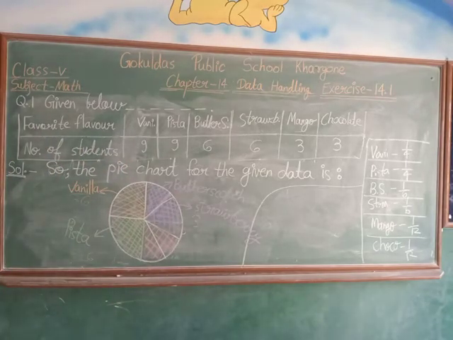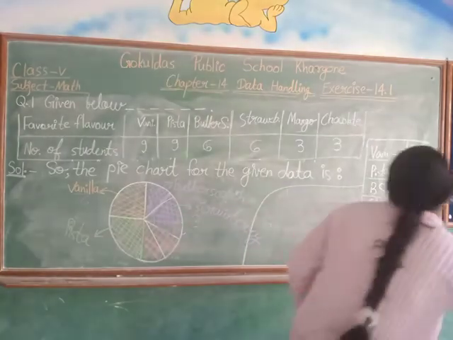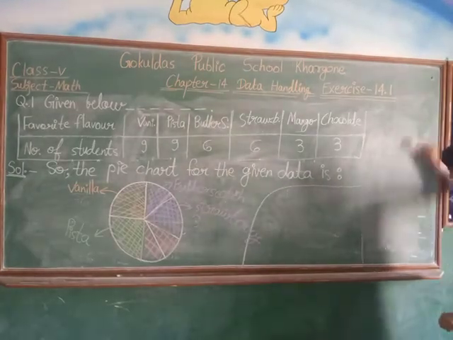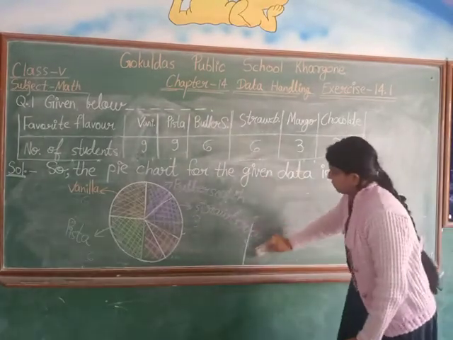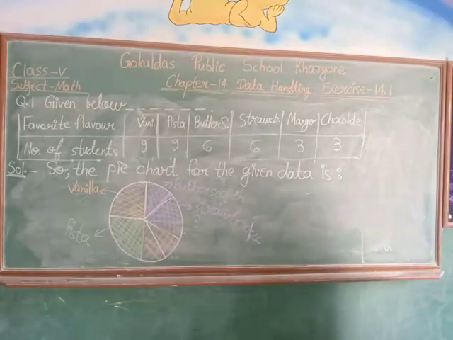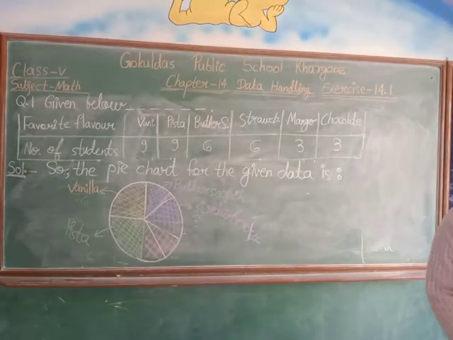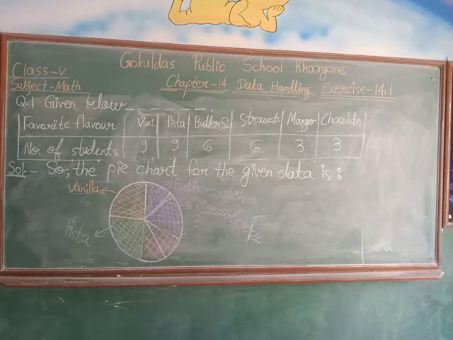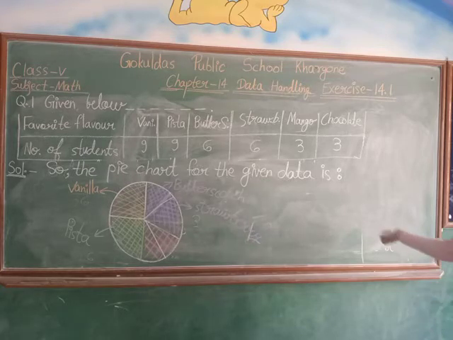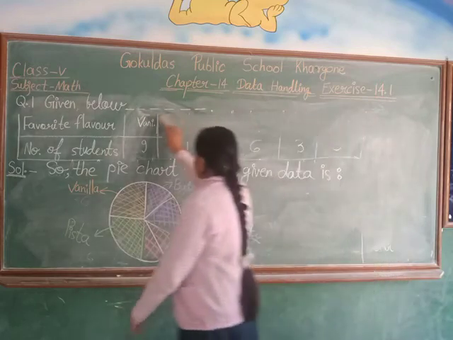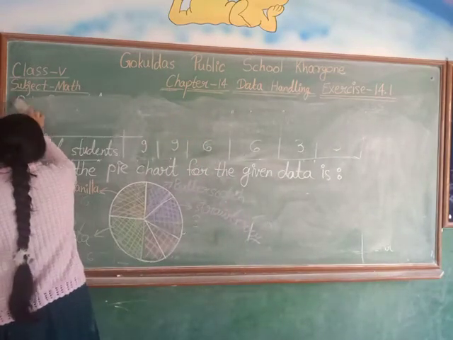Okay, so this is how we represent data on a pie chart. Do not note down this table. Now question number 2. Do this question right now. With the help of a pencil you can write in the book itself. Question number 2, read properly.